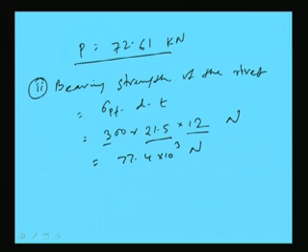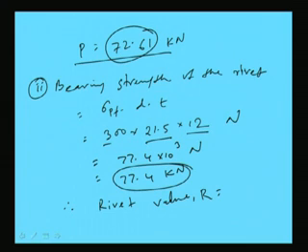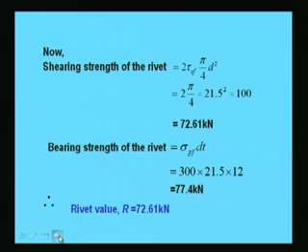That means, this is becoming 77.4 kilonewton. So, the rivet value, generally we denote as R, will become the lesser of these two, because here failure is happening mainly because of shearing and bearing. So, because of shearing it is 72.61 and because of bearing it is 77.4. So, the rivet value will become the lesser of these two, that means 72.61 kilonewton. So, this is how we can find out the strength of the joint.